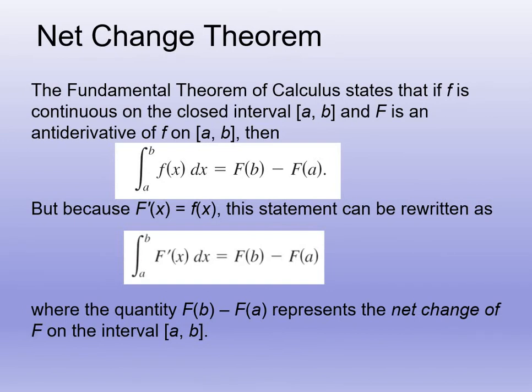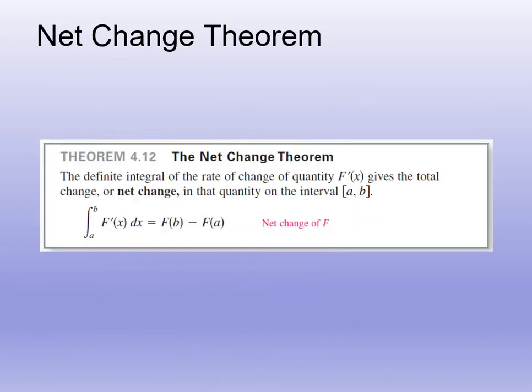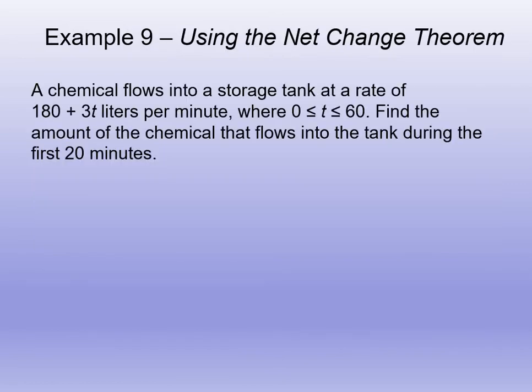Let's go ahead and do a net change calculation. If we look at Theorem 4.12, the definite integral of the rate of change of the quantity, f prime, gives the total change or net change in that quantity on the interval from a to b. So if we take the antiderivative to calculate the net change, it just ends up being f(b) minus f(a). Let's do an example.